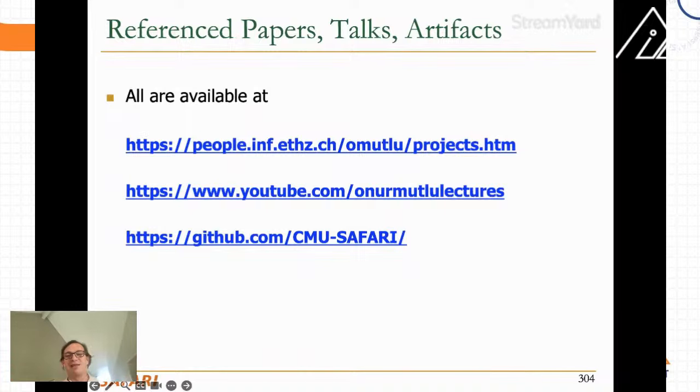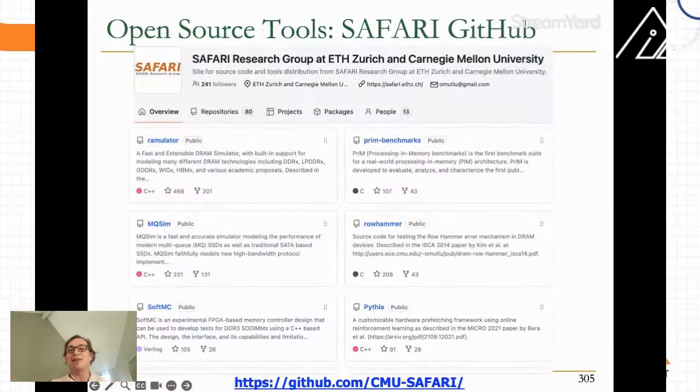So, okay, I will almost end here. But if you want to find the papers, talks, and artifacts, etc., you can find them on my website, on the YouTube channel, on the GitHub. I will mention GitHub. I think we're doing a lot of open source development. I really believe that open source is extremely important for fast progress and also progress in the entire world as opposed to closed source development. So you can find our open source tools on the GitHub.